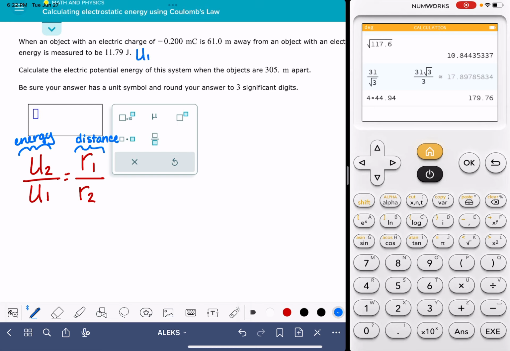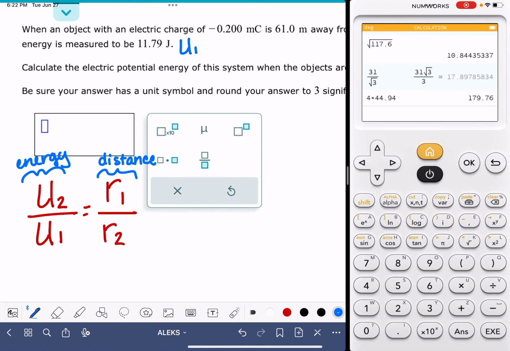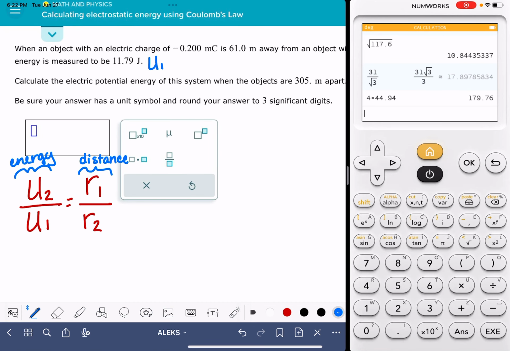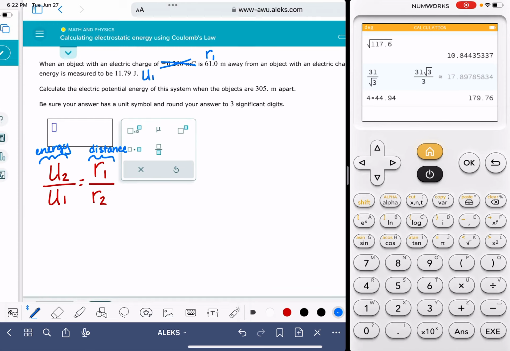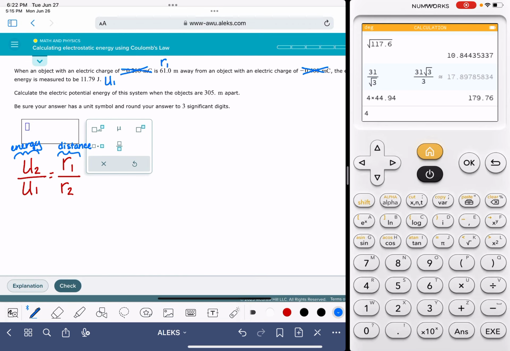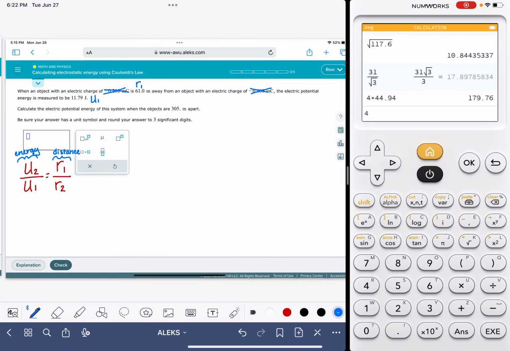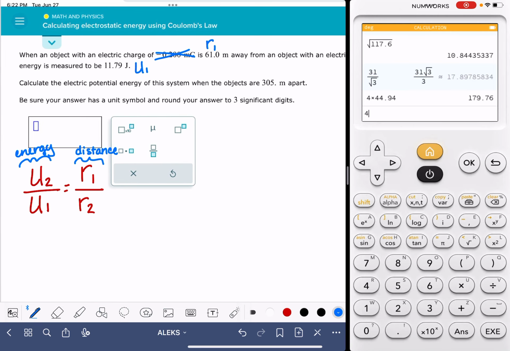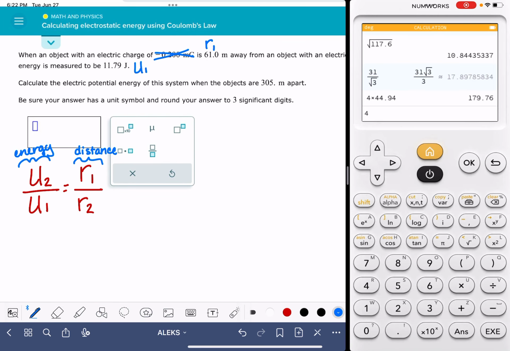So my initial energy in the initial configuration of these particles is 11.79 joules. I'm going to call that my U1. And the initial distance between the objects is 61 meters. We don't need to use the charges on the objects. We would need to use that if we were using the full, big, huge Coulomb's law, but we don't need to use it. And then the new potential energy that we're trying to calculate, that's U2. The distance that the objects have been moved to is 305 meters.